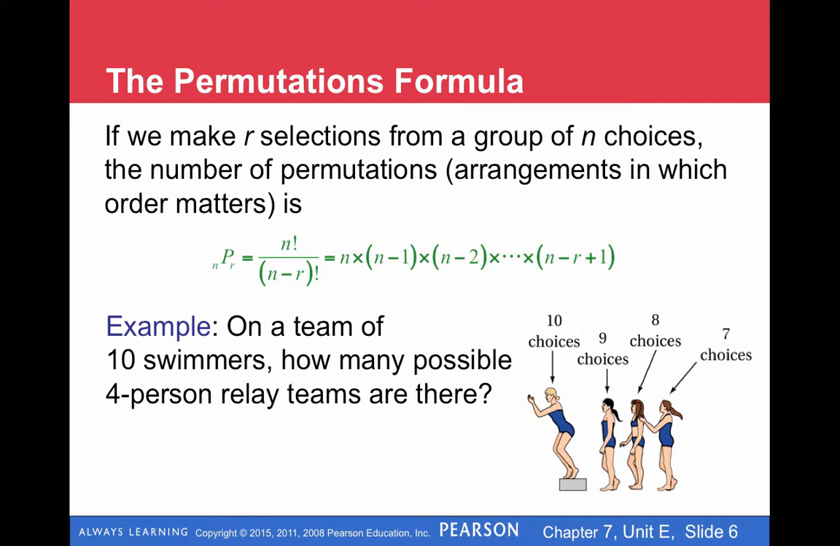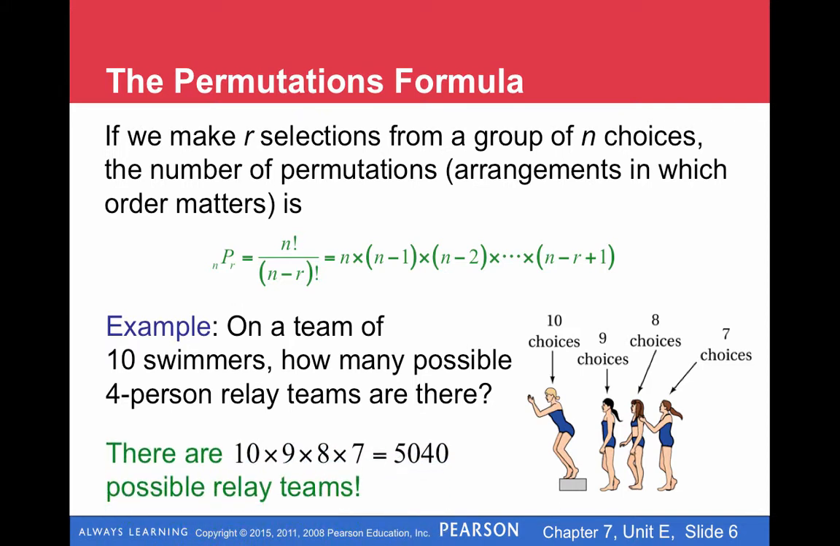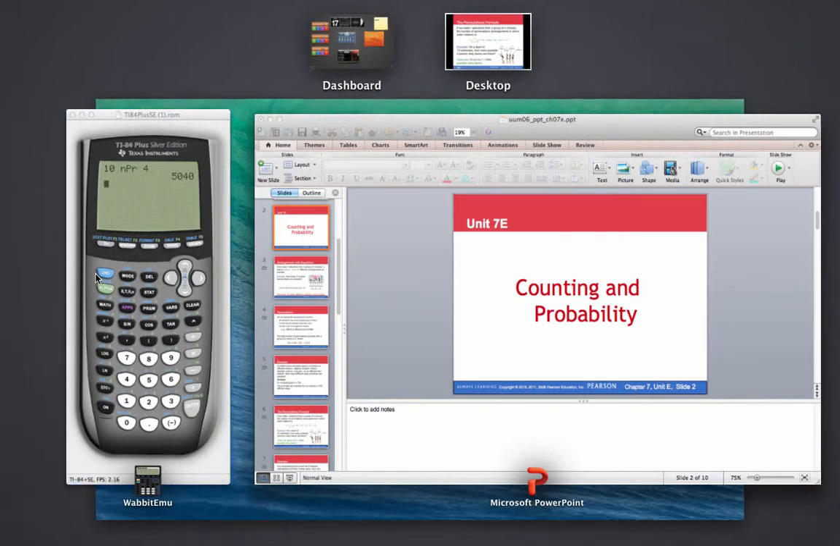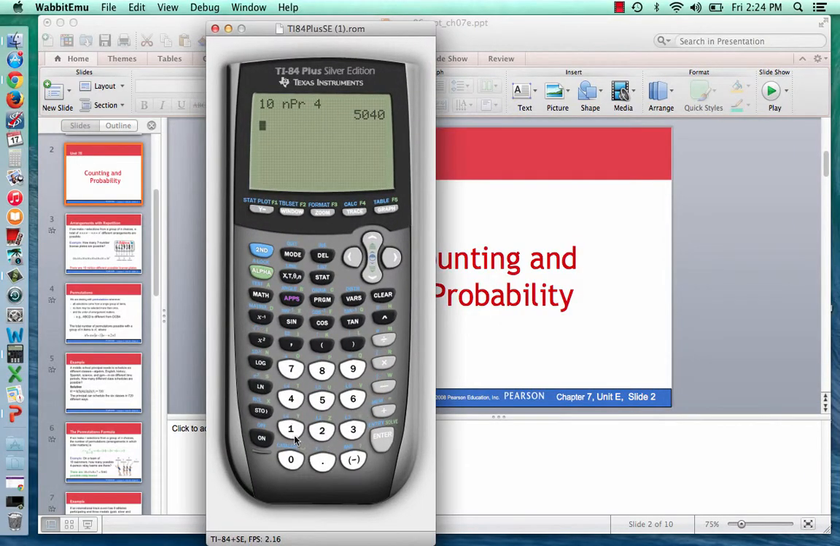So we have 10 choices for the first, 9 choices for the second, 8 choices for the third, and 7 choices for the fourth. There will be 5,040 relay options. And I did that with the calculator. Let me just go over it again. I'm selecting from 10 things. Press math, go over to probability, pick the permutation formula. I'm selecting 4 things. Order matters.